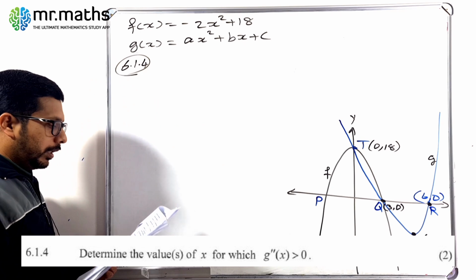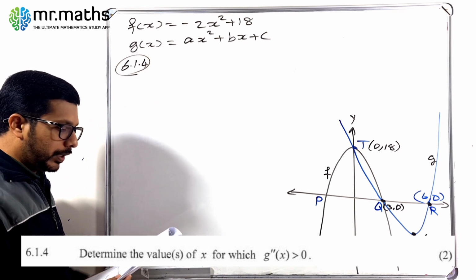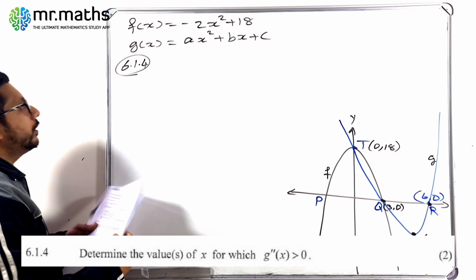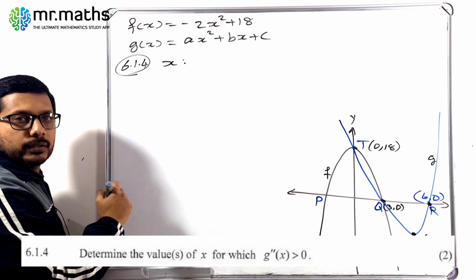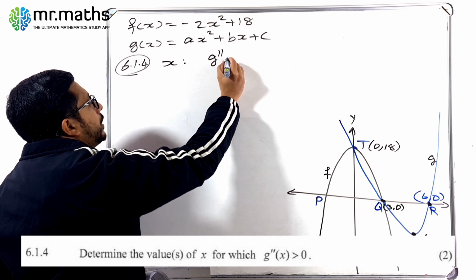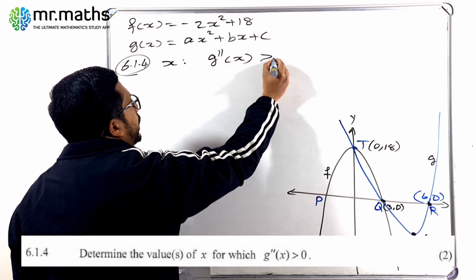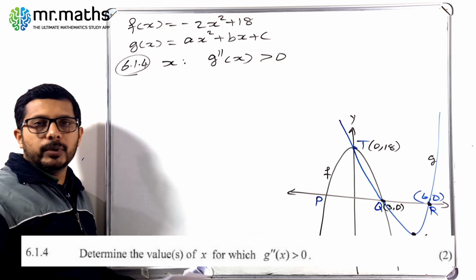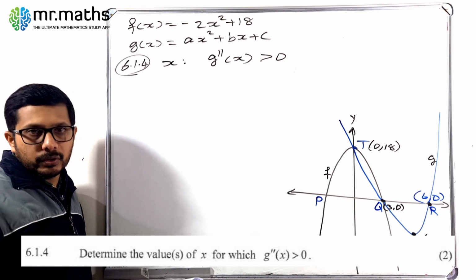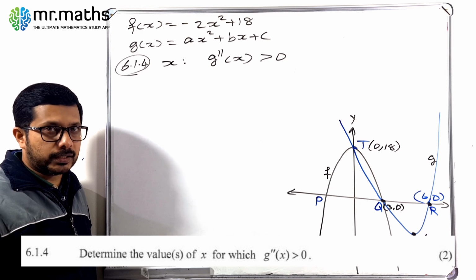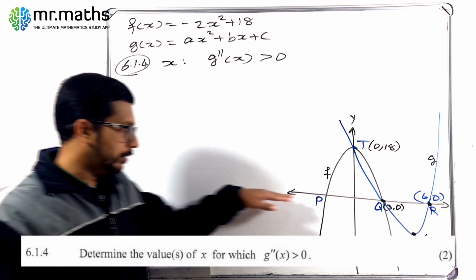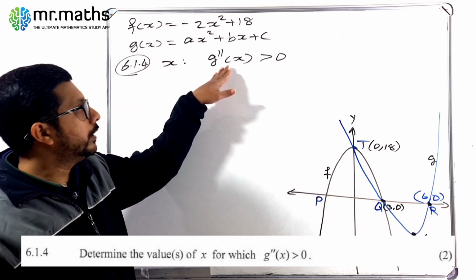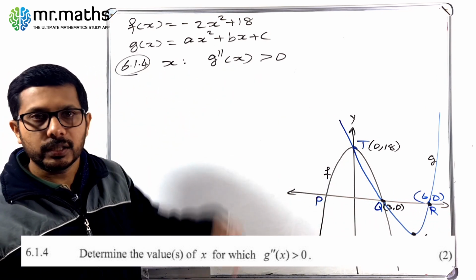6.1.4. Determine the value of x for which g double dash of x is greater than 0. You have to find the value or values of x. What is the condition? g double dash of x is greater than 0. You have to find the values of x, this is the x-axis, where g double dash of x is greater than 0.